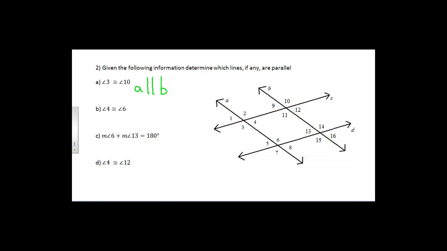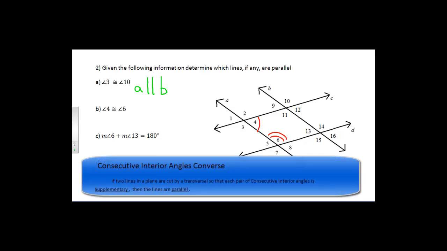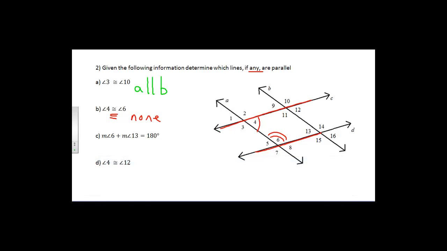Part B, angle 4 is congruent to angle 6. Well, those are consecutive interior angles. The converse of the consecutive interior angle theorem said that the consecutive interior angles had to be supplementary in order to make these lines parallel to each other. Well, in this case, they're not supplementary, they're congruent to each other. So in this case, there are going to be no lines that are parallel to each other.